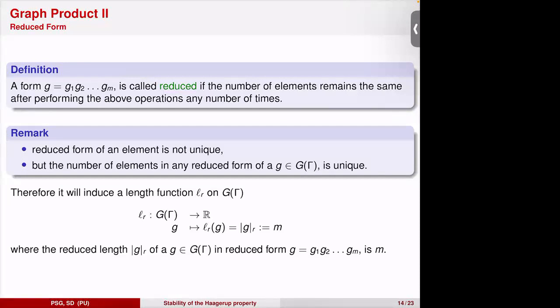Though it is not unique, you can see that the collection of elements in a reduced form is well behaved. So if you take a g and you write a reduced form like g1, g2, ..., gm, then this m is unique here. Therefore, you can define a length function, called the reduced length, on this G gamma.